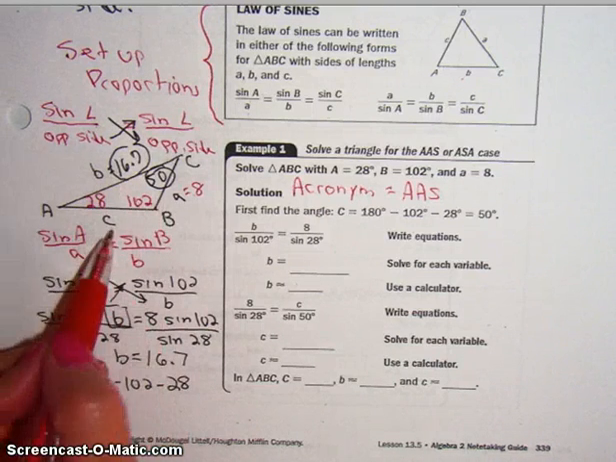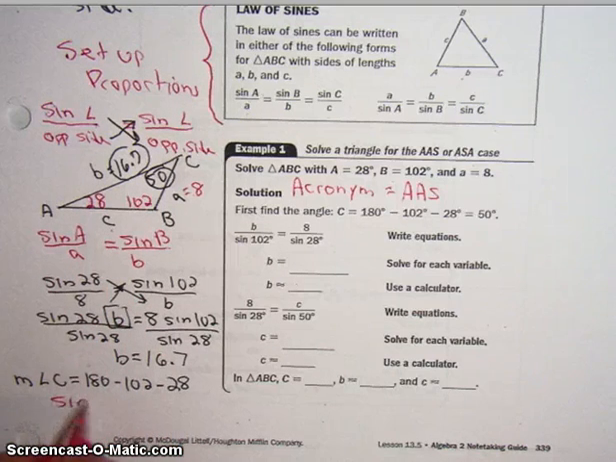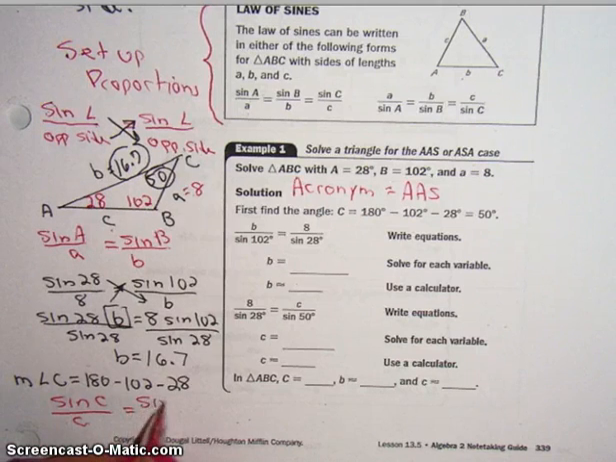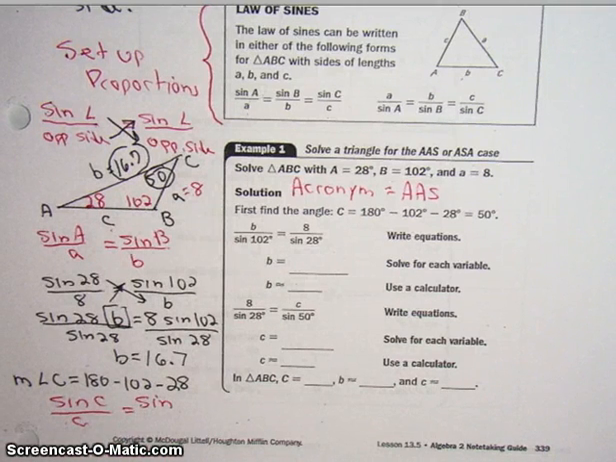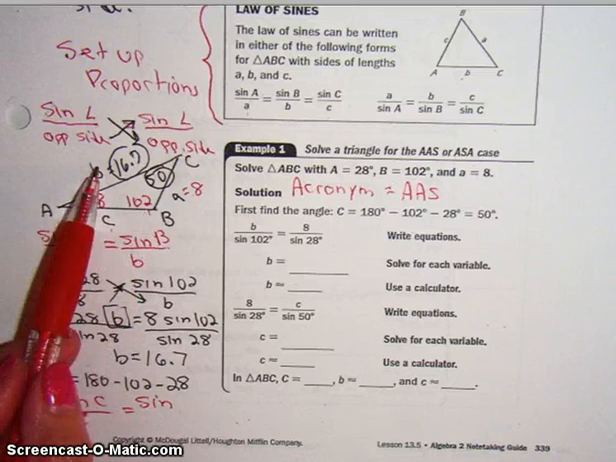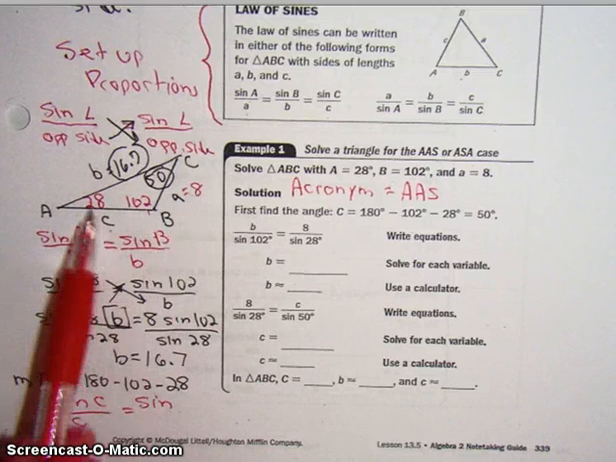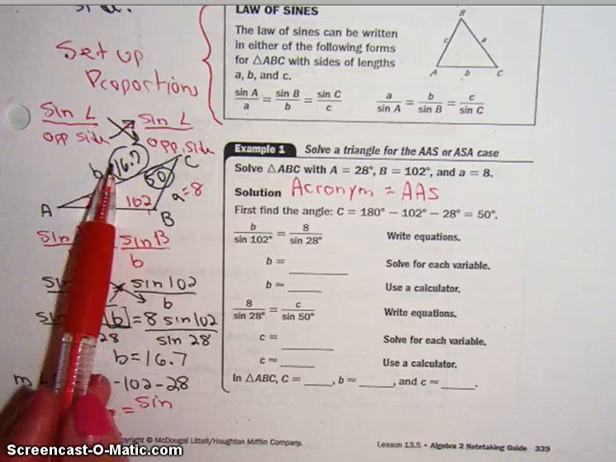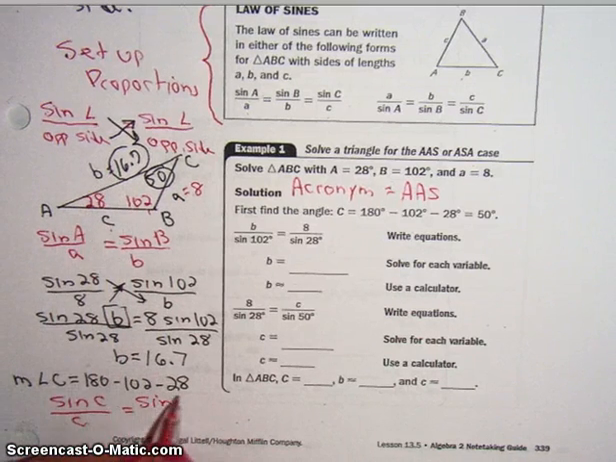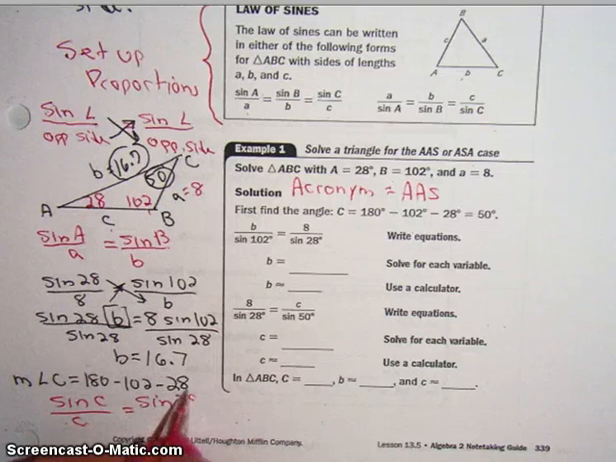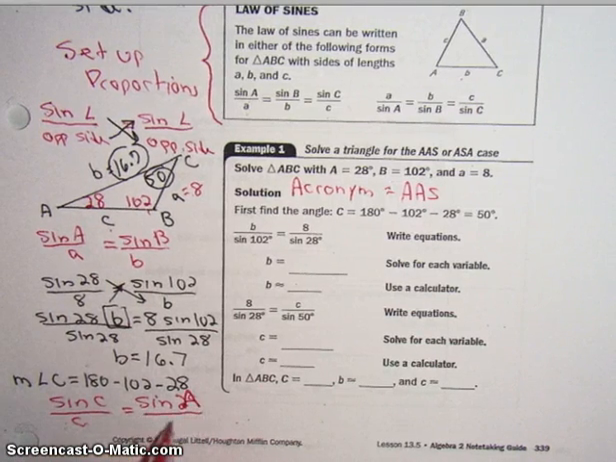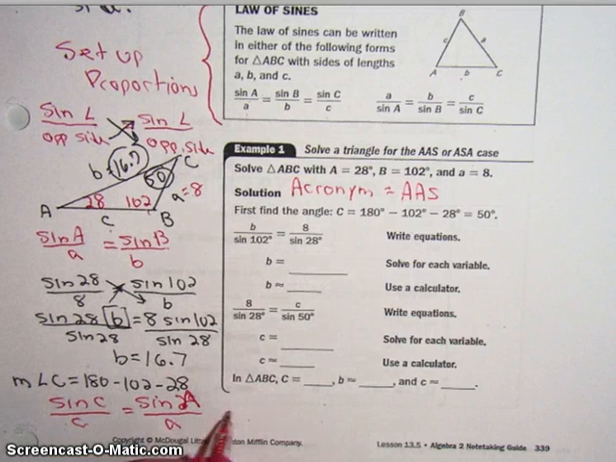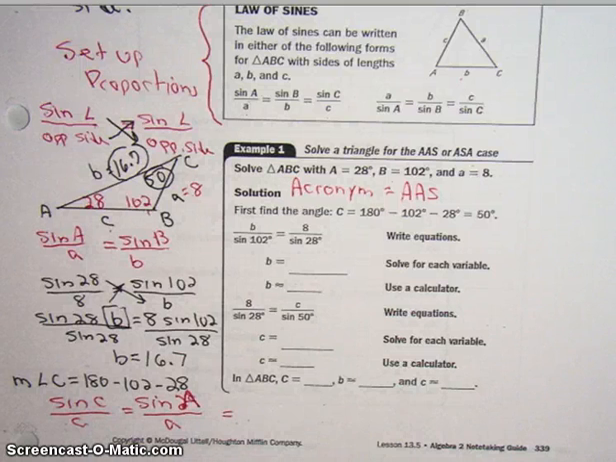So we want to find little c. We're going to do sine of big C over little c equals sine of, and now you have a choice. You can either use big B over little b, or you can use big A over little a. I would prefer you use the pair that was given to you. Not that the other pair wouldn't work, but use the given pair for right now. So sine of A over little a. And I will never make you write that in letters again. I'll let you just put the numbers in.